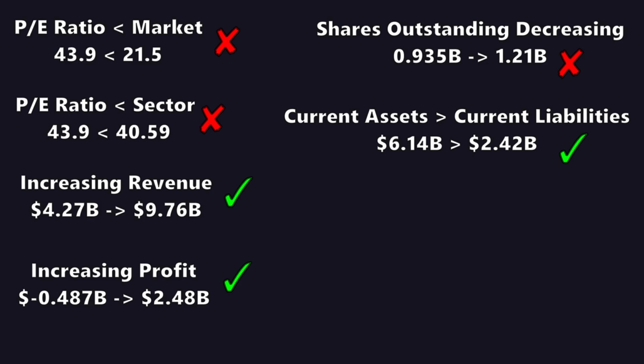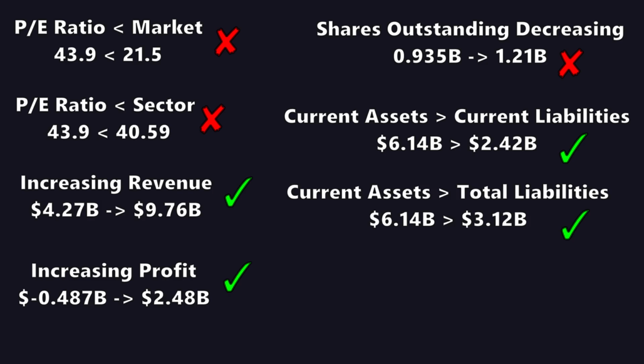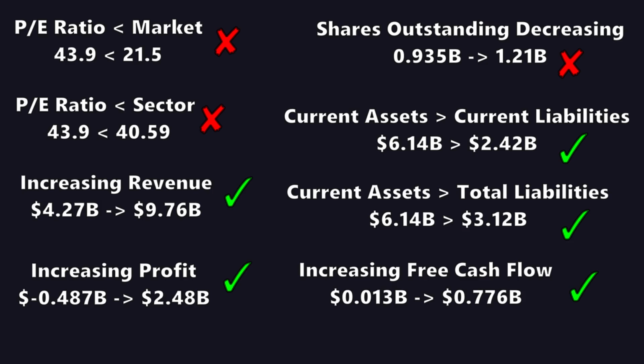The current assets could pay off the current liabilities with 6 billion to 2.4 billion, and they could also pay off their total liabilities with 6 billion to 3 billion, so that was an extra check mark I'm giving them. And the free cash flow has increased from 13 million to 776 million. So that is 4 of the 7 steps passed, but I'm giving them an extra check mark for the current assets, so they've actually got 5 passes. So that's quite good news, but their price to free cash flow is worrying.